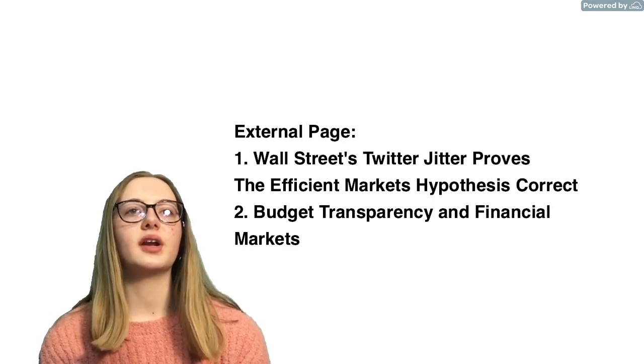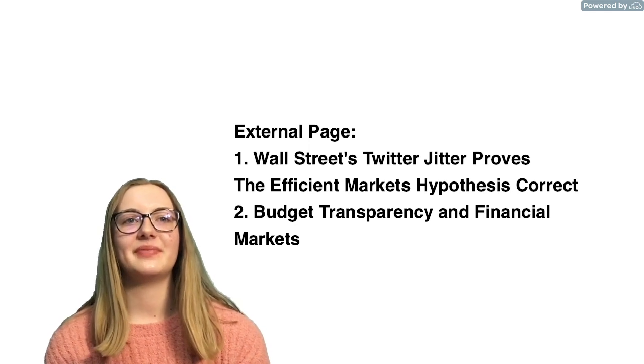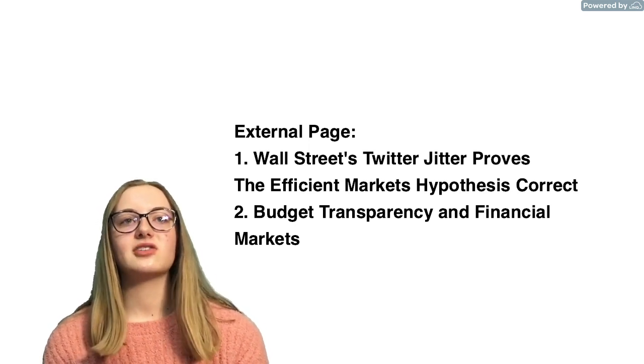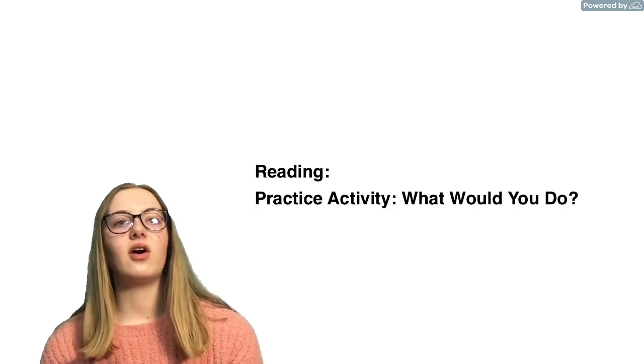Okay, you should finish reading this on your own. There's now an external page called Wall Street's Twitter Jitter Proves the Efficient Markets Hypothesis Correct that you should read. There's an external page called Budget, Transparency, and Financial Markets that you should read. There's another reading called Practice Activity, What Would You Do? And then there's flashcards. This concludes Unit 1.